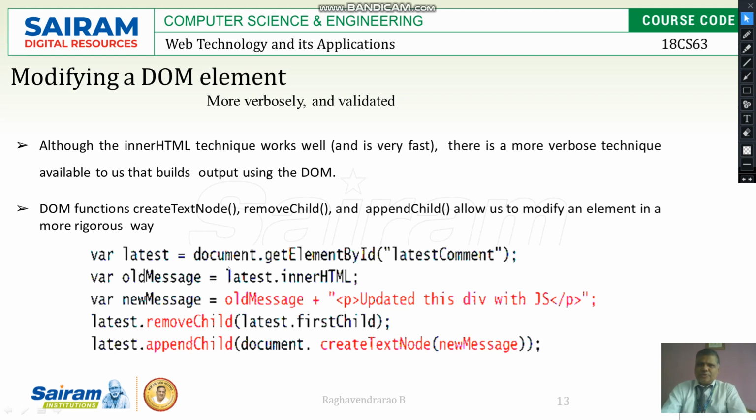The example is latest equals document.getElementById, the latest comment and old message, all three are going to be the same, right? Previous one. Then latest.removeChild, the last child. If you want to remove the first child, latest.firstChild, you can remove the first child, meaning whatever is present in the document, the first child of that is removed. Latest.appendChild can create new messages, new elements also. appendChild in the document.createTextNode, new message. At the end it is getting updated.